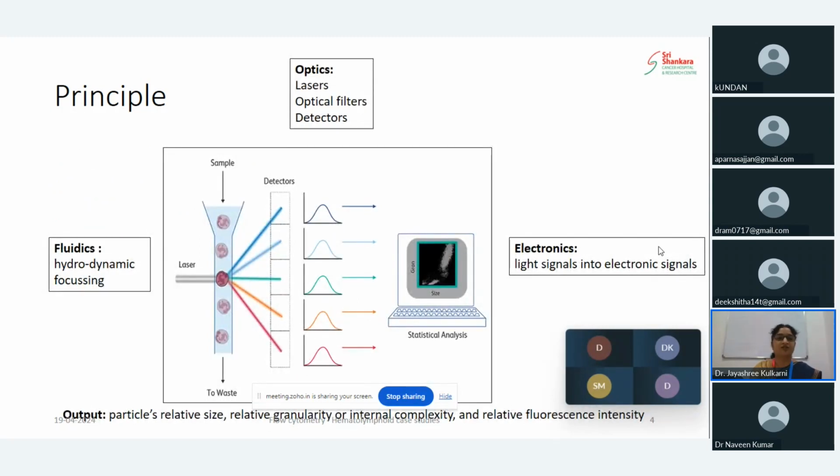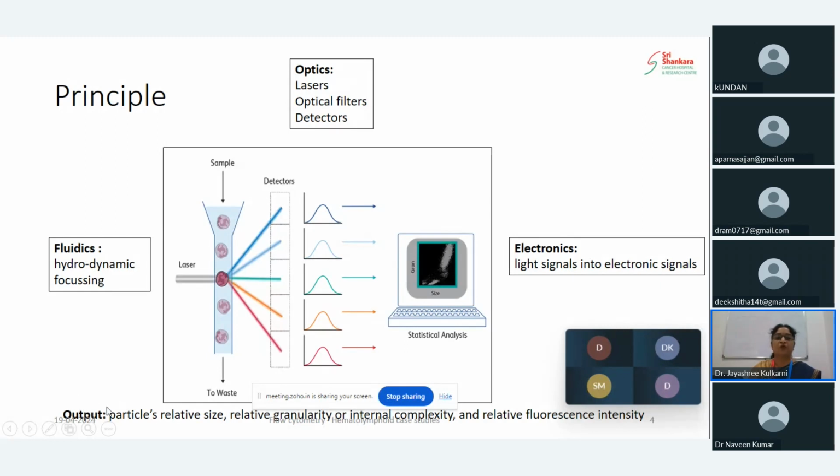Basically, there are three parts to it: the fluidics, optics, and electronics. By fluidics, what we mean is the sample is sent in a single stream. By optics, there is the use of lasers, optical filters and detectors, which will capture the light transmitted through the cells because of their complexity. These are then converted into electronic signals, so the light signals are converted into electrical signals.